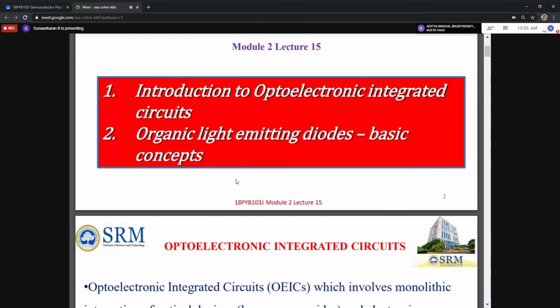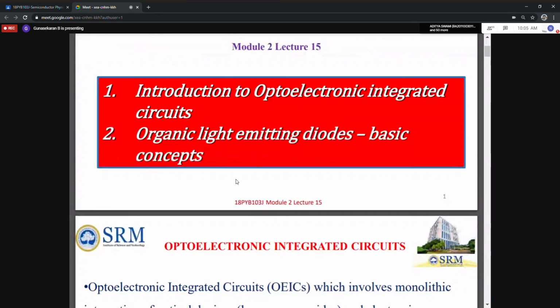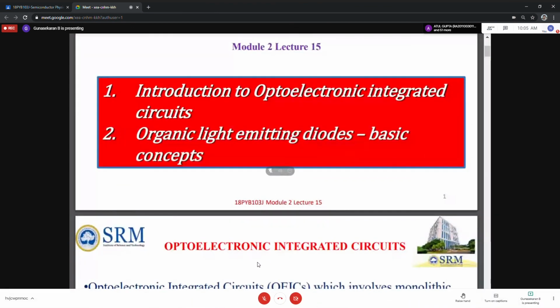Before that, you see what ICs, integrated circuits, are, up to optoelectronic integrated circuits. Basically, do you know the meaning of ICs, integrated circuits, or not? Any idea? Whether you know or not? No. Okay, simply I will explain.